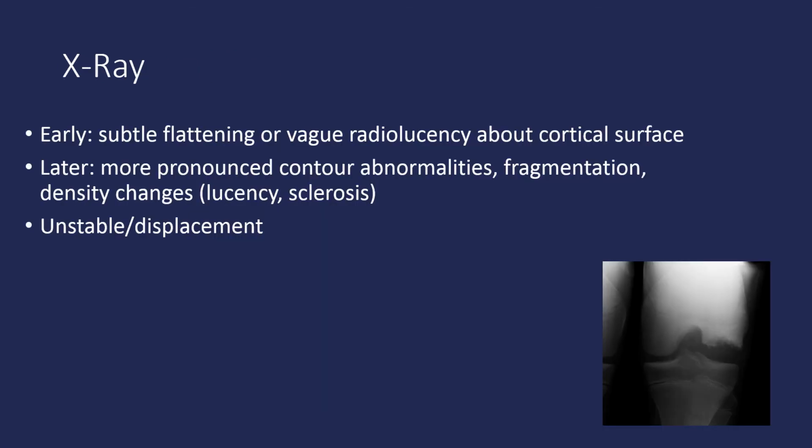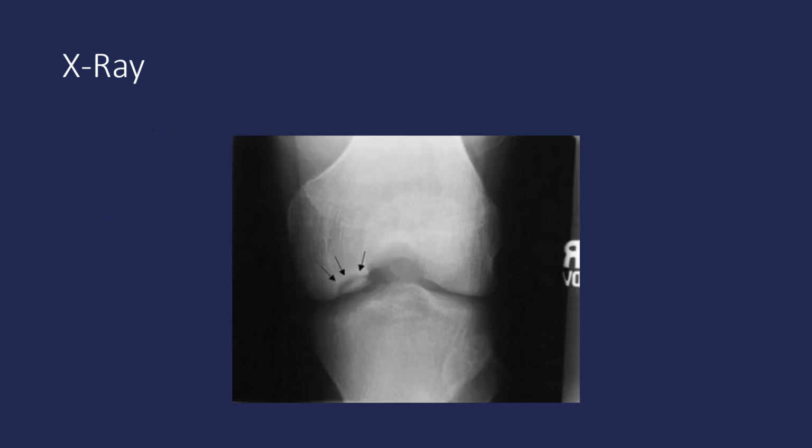X-rays are typically done as part of a routine orthopedic examination, but specific findings of OC lesions may be difficult to detect, especially in the early stages. Early findings include subtle flattening or indistinct radiolucency about the cortical surface. As the process progresses, more pronounced contour abnormalities, fragmentation, and density changes, both lucency and sclerosis, become evident. This is an X-ray of an OC lesion along the medial femoral condyle.